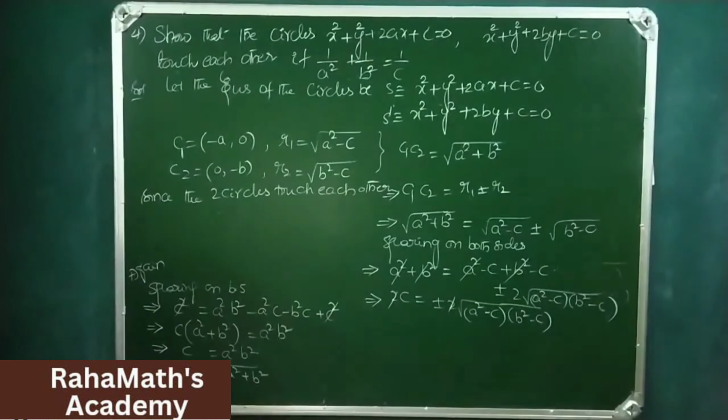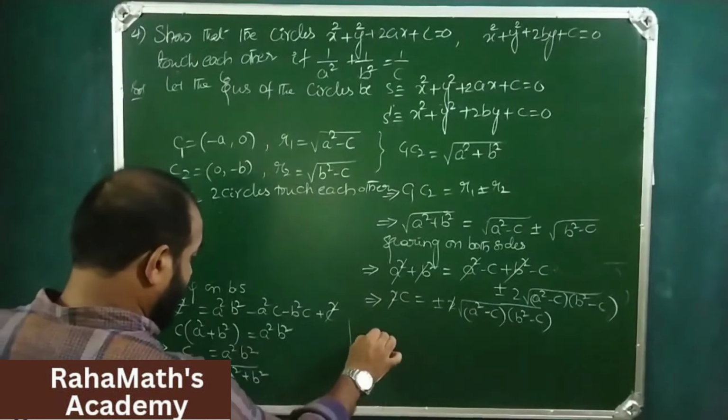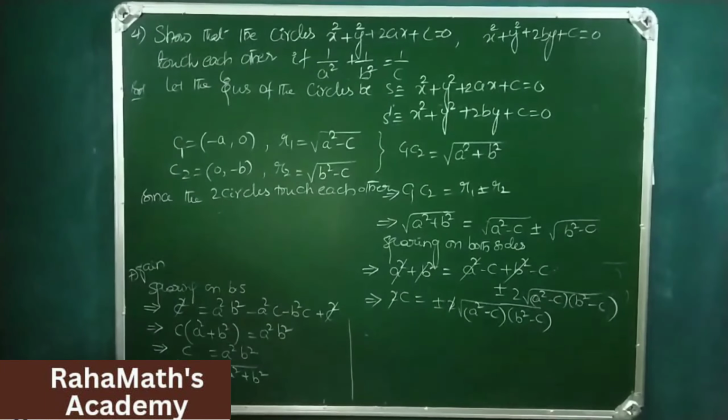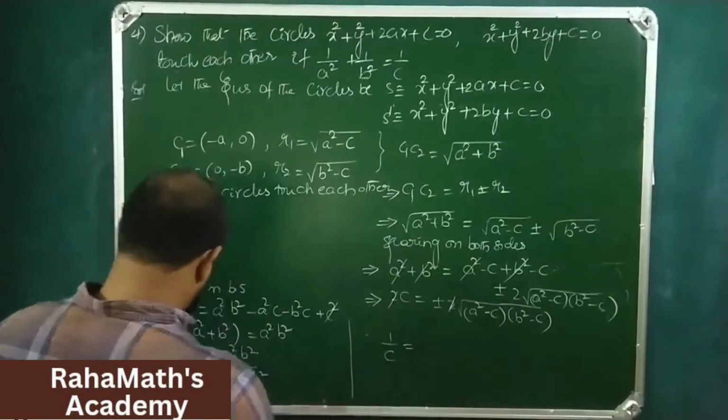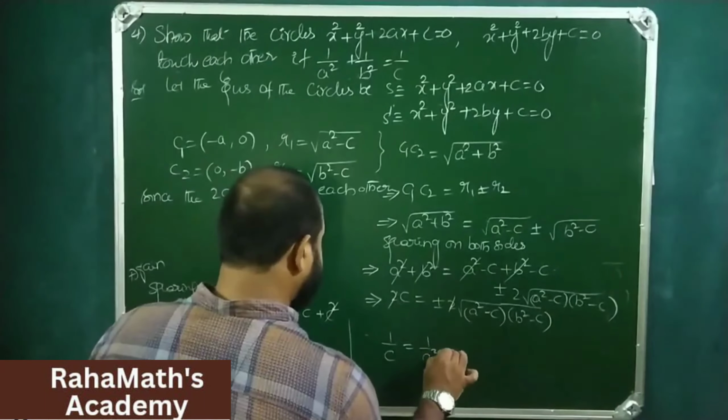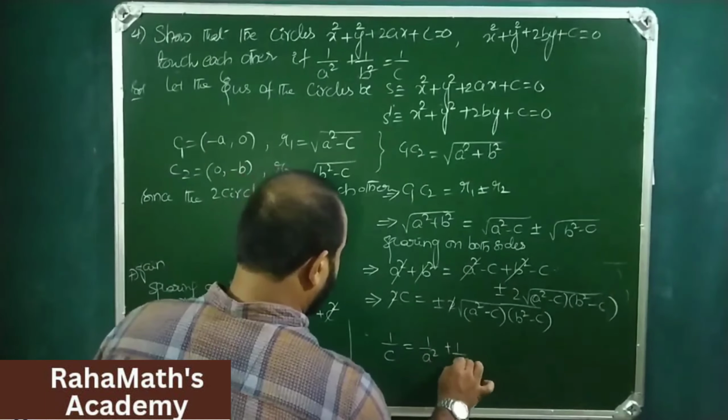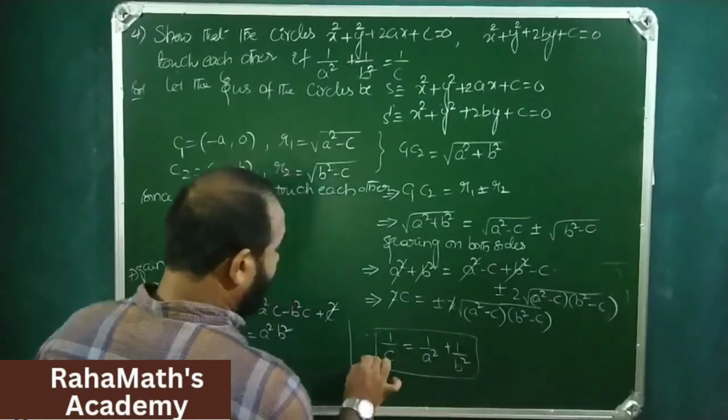So if it is c, then what is 1 by c? 1 by c is equals to a square plus b square by a square b square. Therefore, a square by a square b square, a square gets cancelled, 1 by b square. B square by a square b square, b square gets cancelled, 1 by a square. Therefore, 1 by c is equals to 1 by a square plus 1 by b square, which is to be proved.